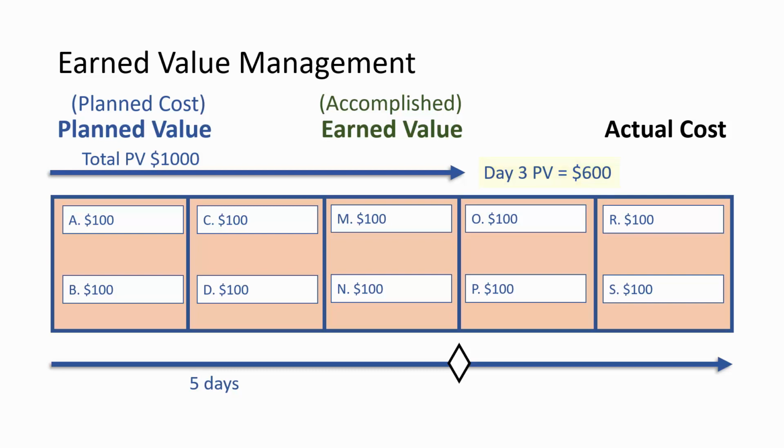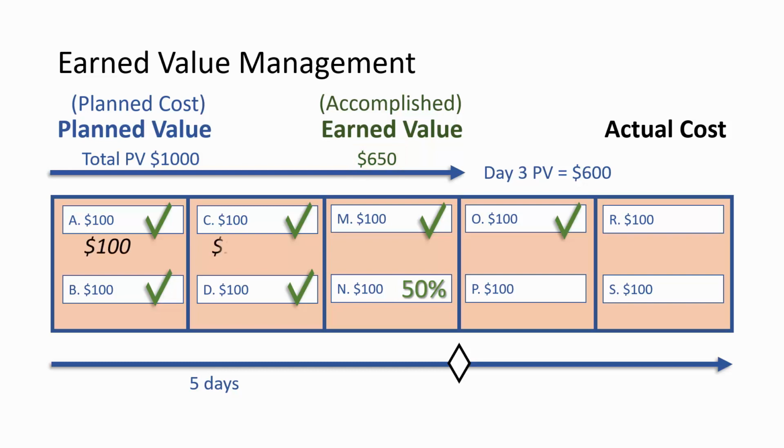Students report their progress on every task. 6 activities are complete and 1 is 50% done. They have accomplished $650 worth of work. So the next question project manager asks is, how much did it cost so far?